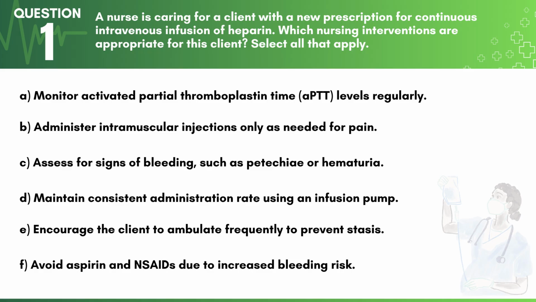B. Administer intramuscular injections only as needed for pain. C. Assess for signs of bleeding, such as petechiae or hematuria. D. Maintain consistent administration rate using an infusion pump. E. Encourage the client to ambulate frequently to prevent stasis. F. Avoid aspirin and NSAIDs due to increased bleeding risk.